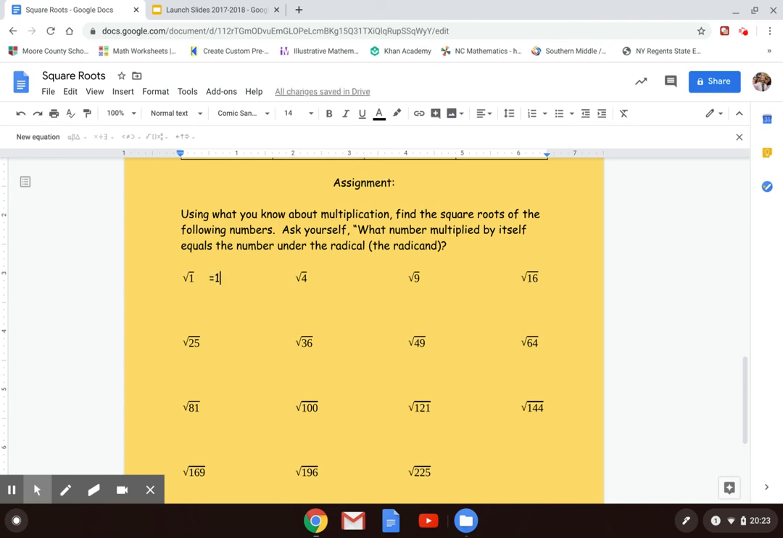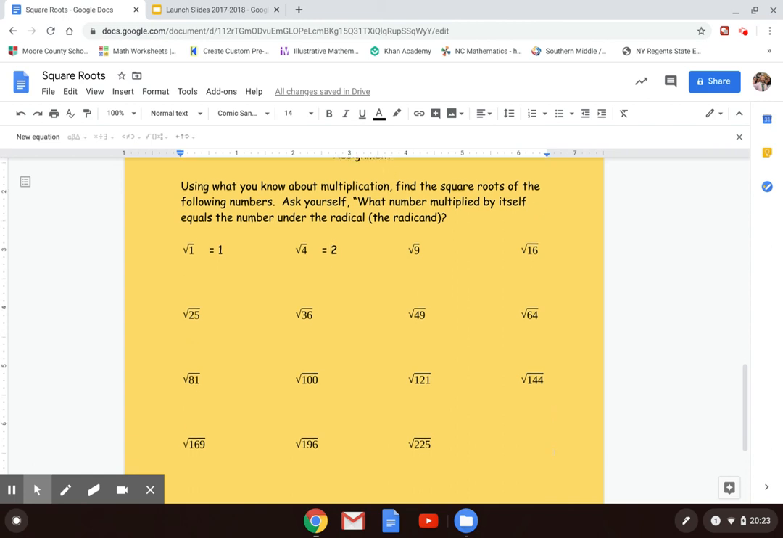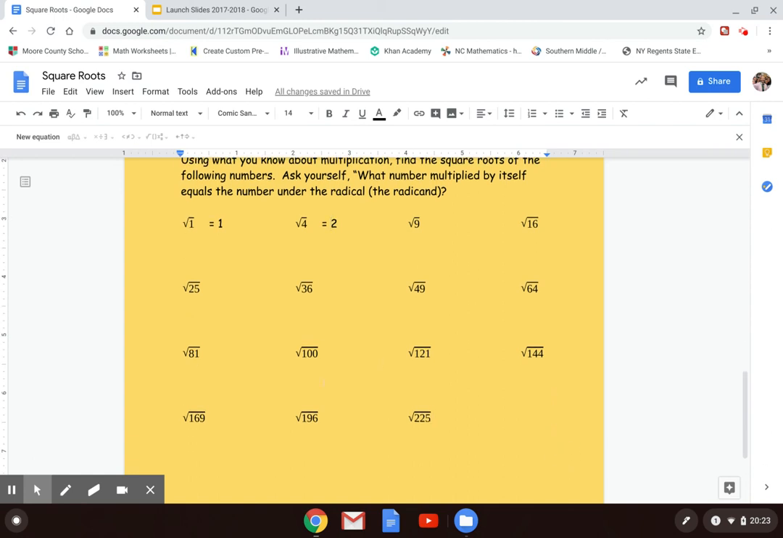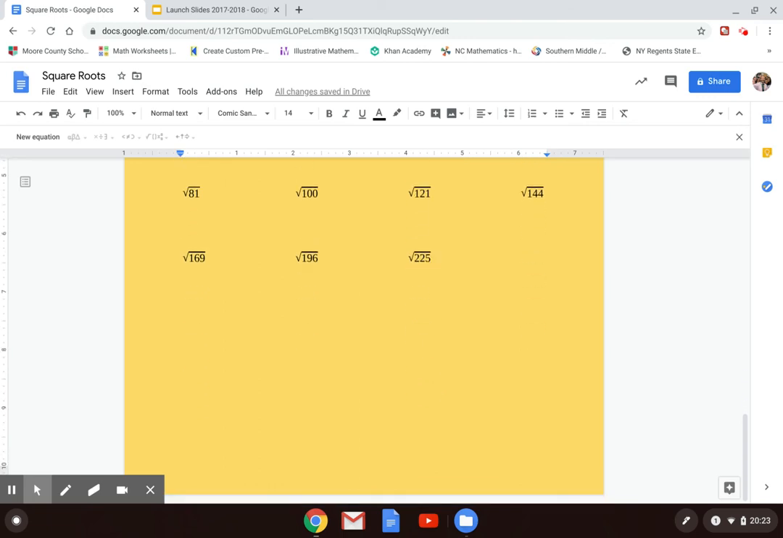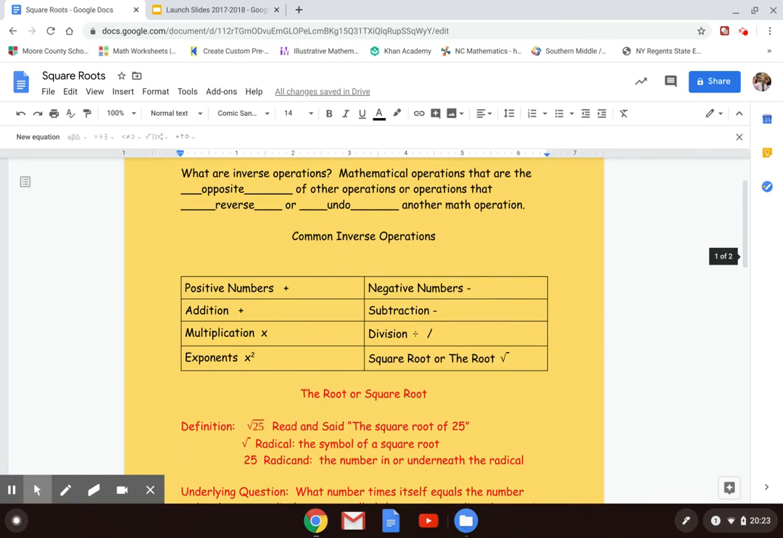Okay? And then you're going to do the same thing for the next one. So the square root of 4. What number multiplied by itself equals 4? So you should already know that's 2 times 2. Okay? So that's what we're going to do. You're going to use what you know about multiplication to do all of these. You will probably see a pattern develop as you work these out to the end of the page. Please make sure you submit this when you are done.